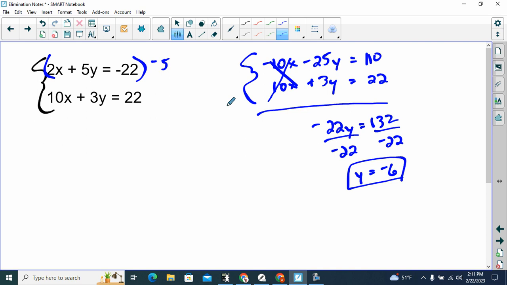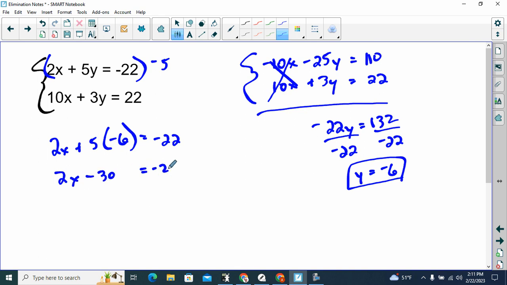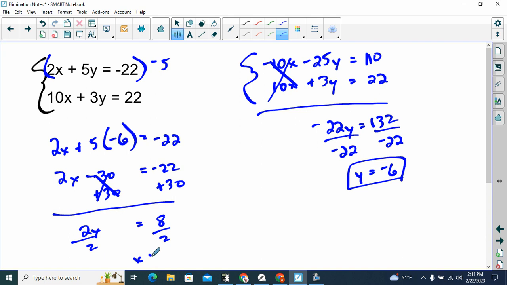Plug in negative 6 for your y. 2x plus 5 times negative 6 in for the y equals negative 22. Positive times negative, 5 times 6. And we're down to a two-step equation. Add 30 and divide both sides by 2. X equals 4, y equals negative 6.